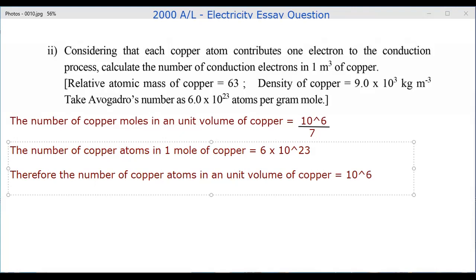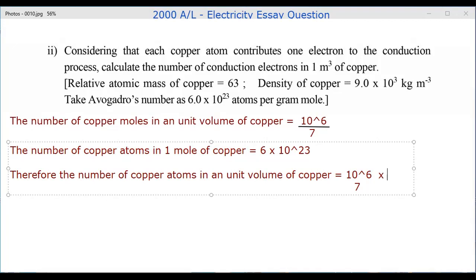Am I right? In a unit volume of copper there are 10^6 divided by 7 copper moles. In one copper mole, there are 6×10^23 copper atoms. So how do you find the number of copper atoms in a unit volume of copper? What should I do? Somebody unmute the mic and tell me. Multiply it, sir. Yes, we should multiply.